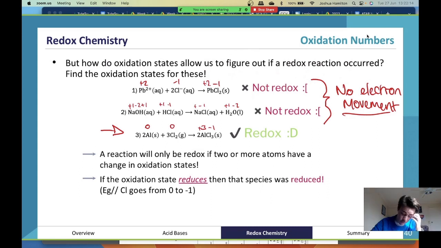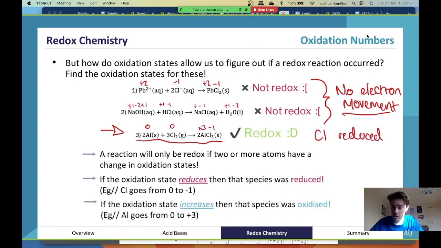So which of these was reduced here? Have a quick think. 3, 2, 1. It's the chlorines. So the Cls are reduced. And if the oxidation state increases, which of these were oxidized? Well, I don't even need to make you think because it's just the other one there. The aluminiums were oxidized.